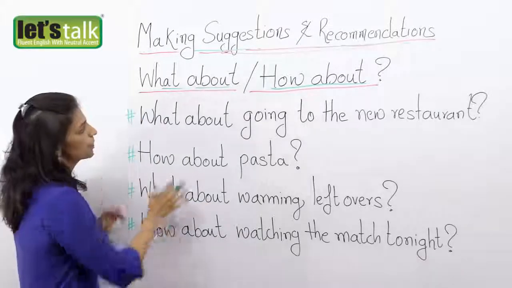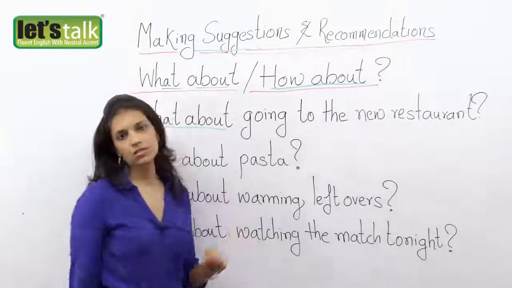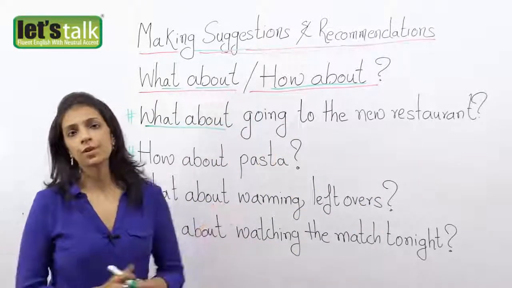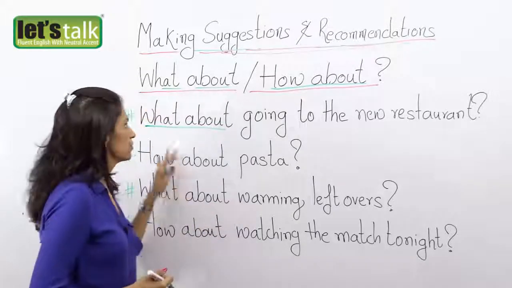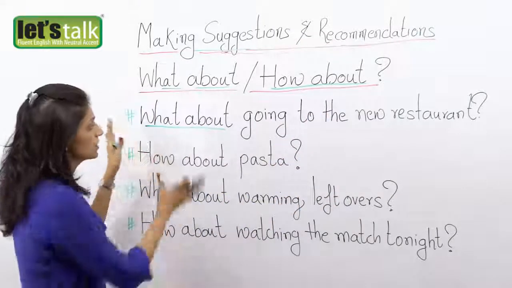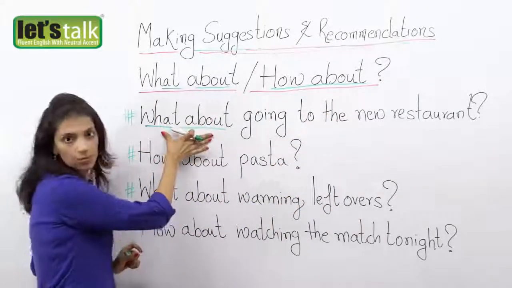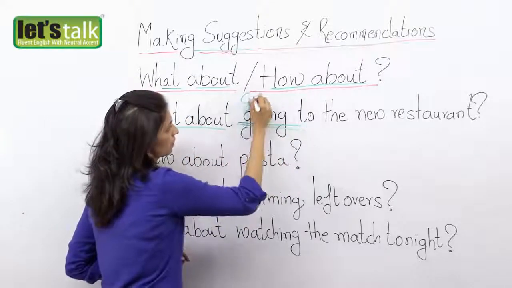In my first example, what about going to the new restaurant? Okay, so we say, okay, your friends are planning to go for dinner. Where should we go? So your friend tells you, hey, how about going to the new restaurant? Or what about going to the new restaurant? Okay, now the sentence structure is you use what about, then you use a gerund.